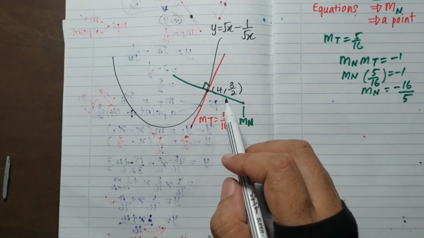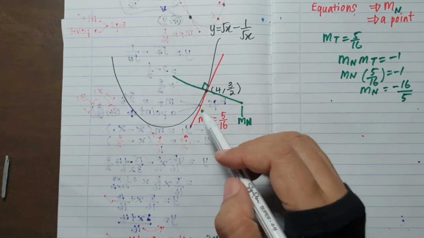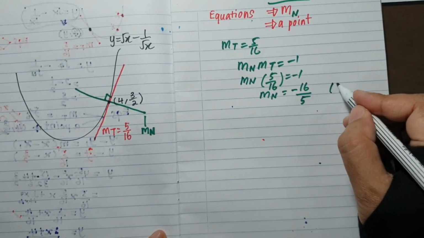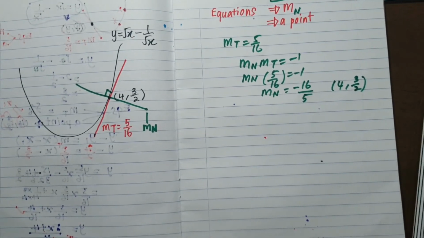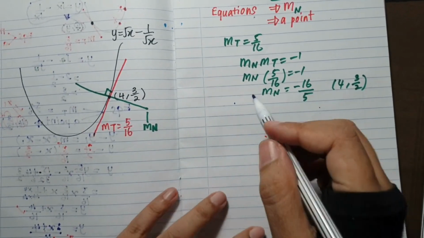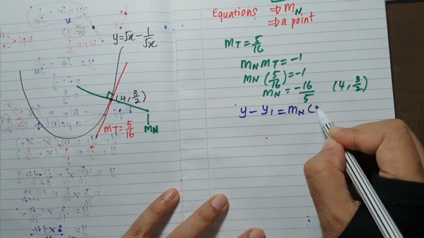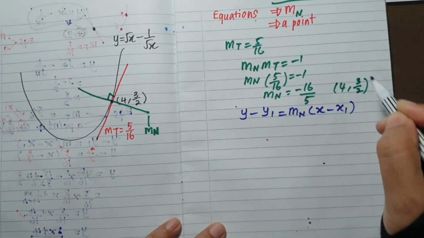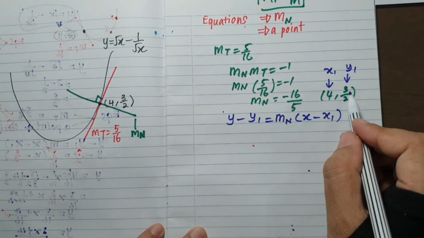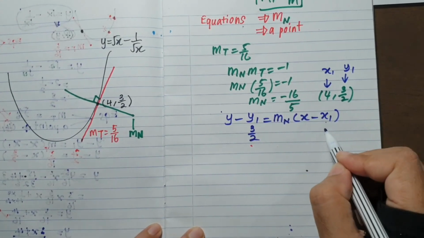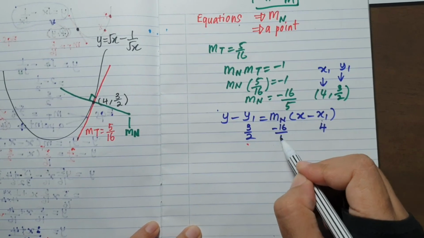And now use this point because this normal passes through this point. Intersect at this point, okay? With the tangent. So use this point. So let this point be, and then put in this formula. Now the gradient of the normal. This is your x1 and this is your y1. So y1 is 3/2, x1 is 4. Gradient is -16/5.